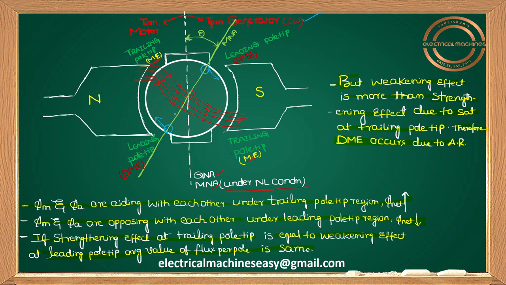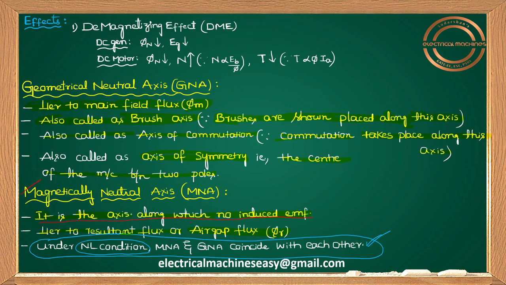In this generator, dynamic EMF will be induced. What is the formula? ED equals BLV sine theta. What about theta? Theta is the angle between the linear velocity of the conductor and the magnetic flux density. In this example, the resultant magnetic flux density is these red color flux lines, and the linear velocity is these blue color lines. What is the angle between the blue arrow and the red arrow? Zero only. Whenever it is zero, ED equals zero. Yes, there is no EMF. That's why I told, if conductors are placed along MNA, since MNA is perpendicular to your resultant flux, theta becomes zero, and the induced EMF will become zero. That's why it is the axis along which no induced EMF.